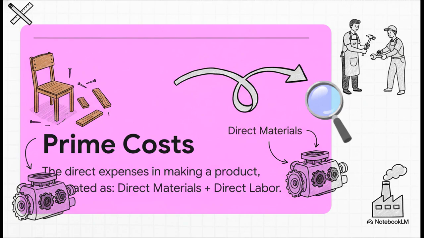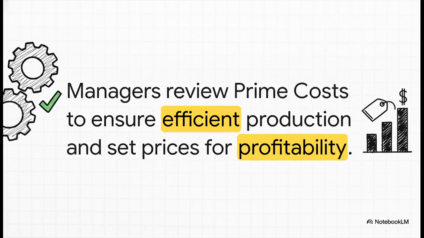Direct materials are the actual ingredients, the wood for a table, the fabric for a shirt. Direct labor is the wage for the person who actually built that table or sewed that shirt. Here's the key. If you can't directly assign an expense to that one product, it's not a prime cost. Period. So why are managers so obsessed with this number?